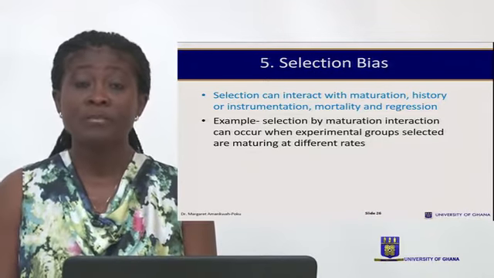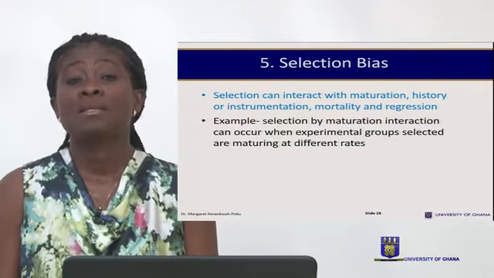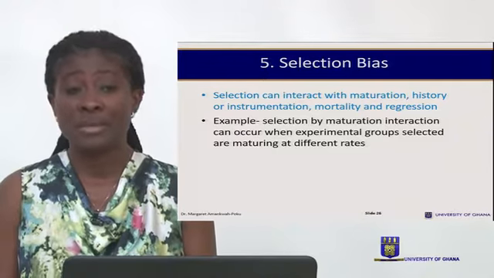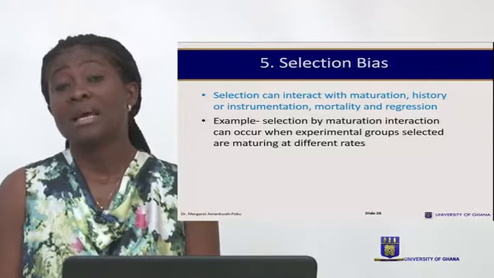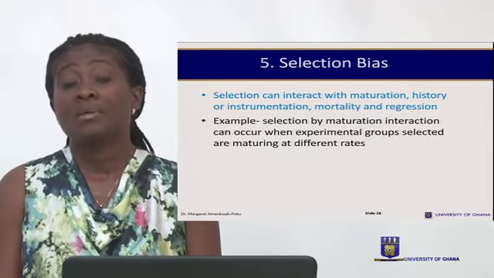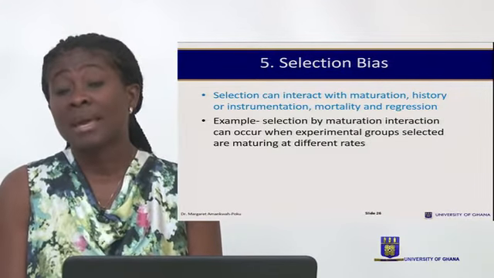So, for instance, if you take selection by history, it means that because you selected the participants at different periods, an event may have occurred in the environment that may have affected one group, and that event may not have occurred in the environment that may have affected the other group.